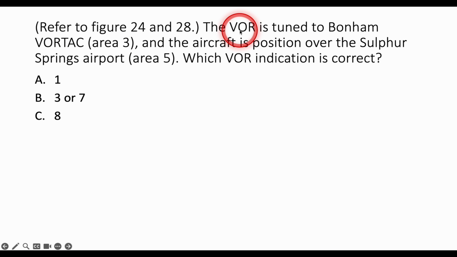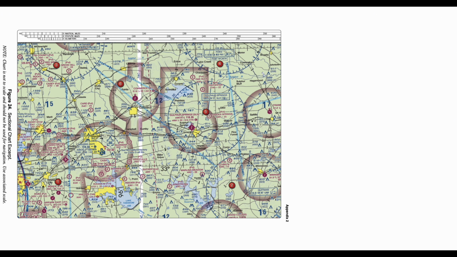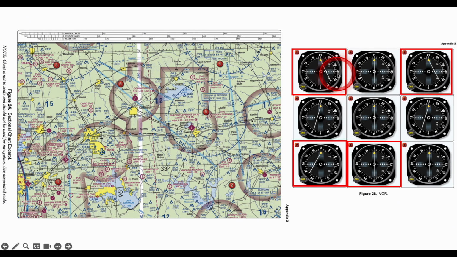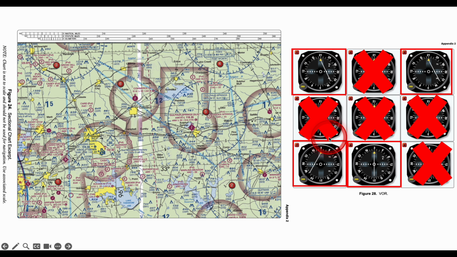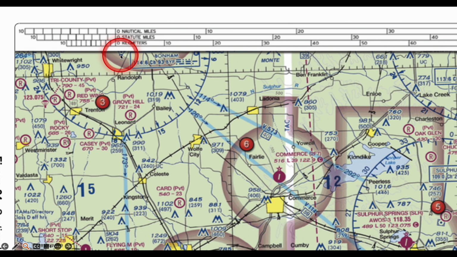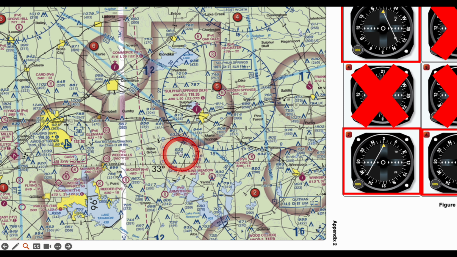This one says the VOR is tuned to the bottom VORTAC, area 3, and the aircraft position is over Sulphur Springs Airport, area 5. Which indication is correct? So this one gives us number 1, 3 or 7, and number 8. So if we take a look at these figures, we have figure number 24, and then our answer choices, and I've highlighted the only ones that are answer choices. We could automatically cross out the ones that are not answer choices, so that leaves us with 4 CDIs right here. Up here on the top left, it's a little bit hard to see, is the bottom VORTAC. So first thing you want to do is find your aircraft position.